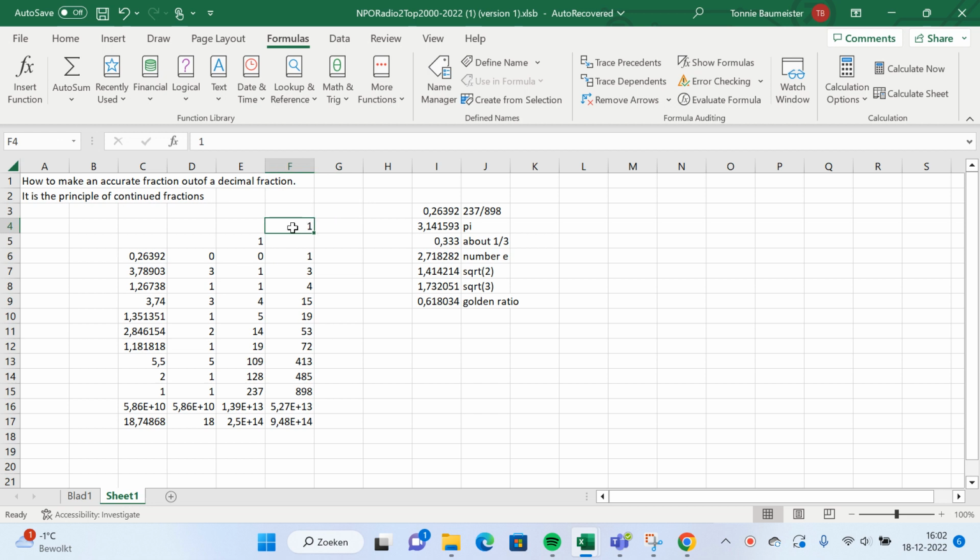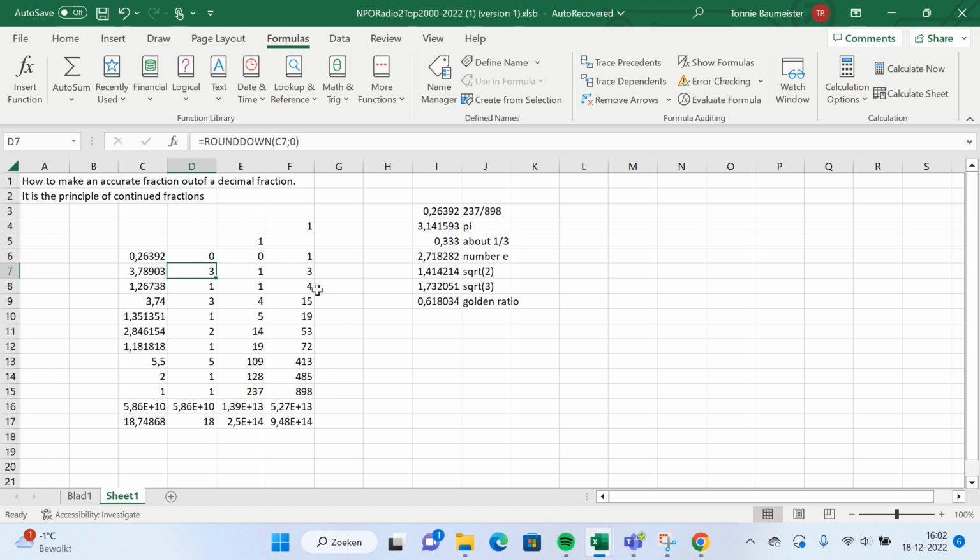This is the layout. You see a 1, you see a 1, you see here the fraction which I want to examine. This is round down with 0. This is E5, D6, E4. This is F5, D6, 4, 5. Here we see this formula. That is the rest of this and then the reciprocal. This is round down again. This is the formula again. And so on and so on.